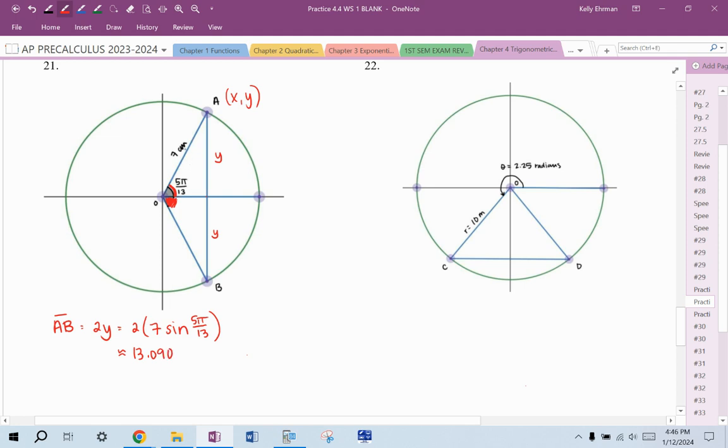And we do need to label this. In our notes, we didn't have units, but here, if the radius is measured in centimeters, so is that distance.